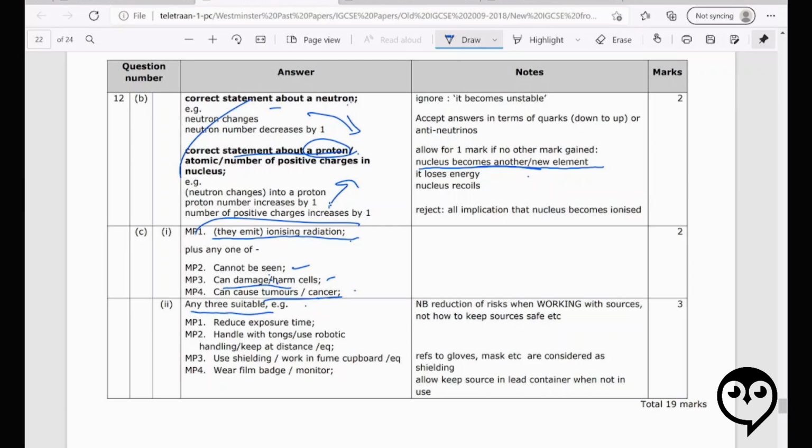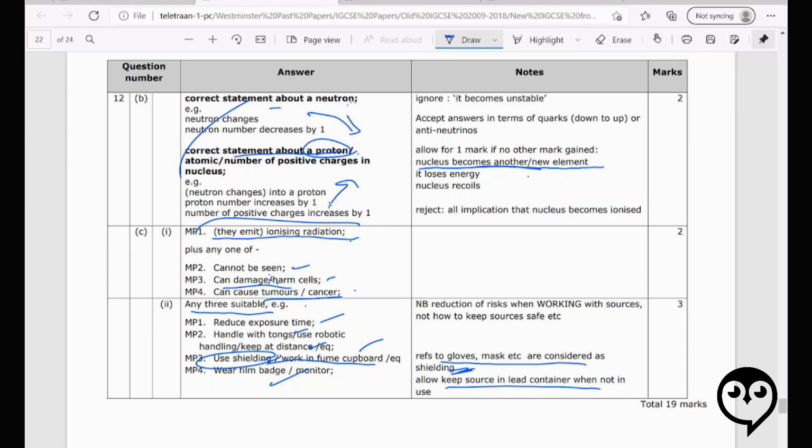Any three suitable. Okay, so you can reduce exposure time. Handle with tongs. I was going to say, yeah, keep distance. You can get these things where you get these gloves that are inside of another room and you can work on stuff there. Shielding, fume cupboard, wear your badge. That's fine. Gloves and masks are considered shielding. Use shielding. That's fine. Okay.